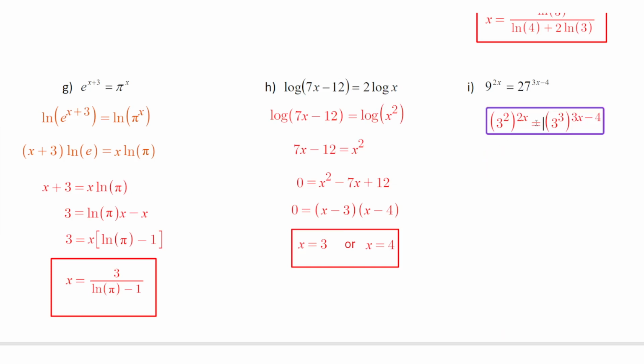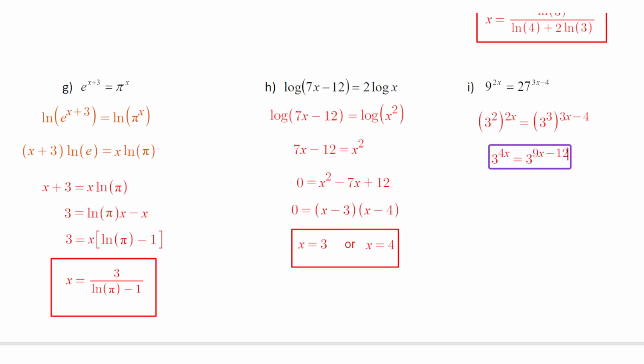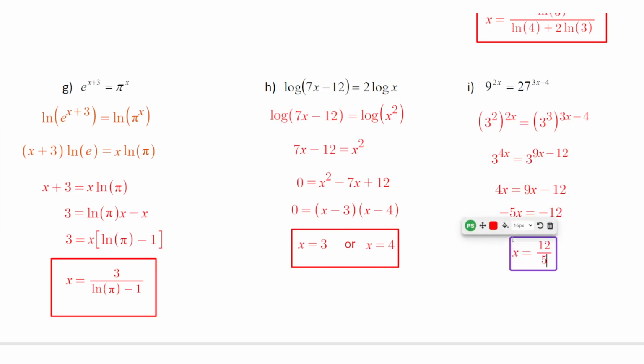So whenever I raise a power to a power, I need to multiply my powers. So I'm going to get 3 to the power of 4x equals 3 to the power of, and I need to distribute that 3, so that'd be 9x minus 12. Now I can drop the bases, and I'll set 4x equal to 9x minus 12. I can subtract 9x from both sides, give me negative 5x equals negative 12. And then finally I can divide both sides by negative 5, and my answer is going to be 12/5.